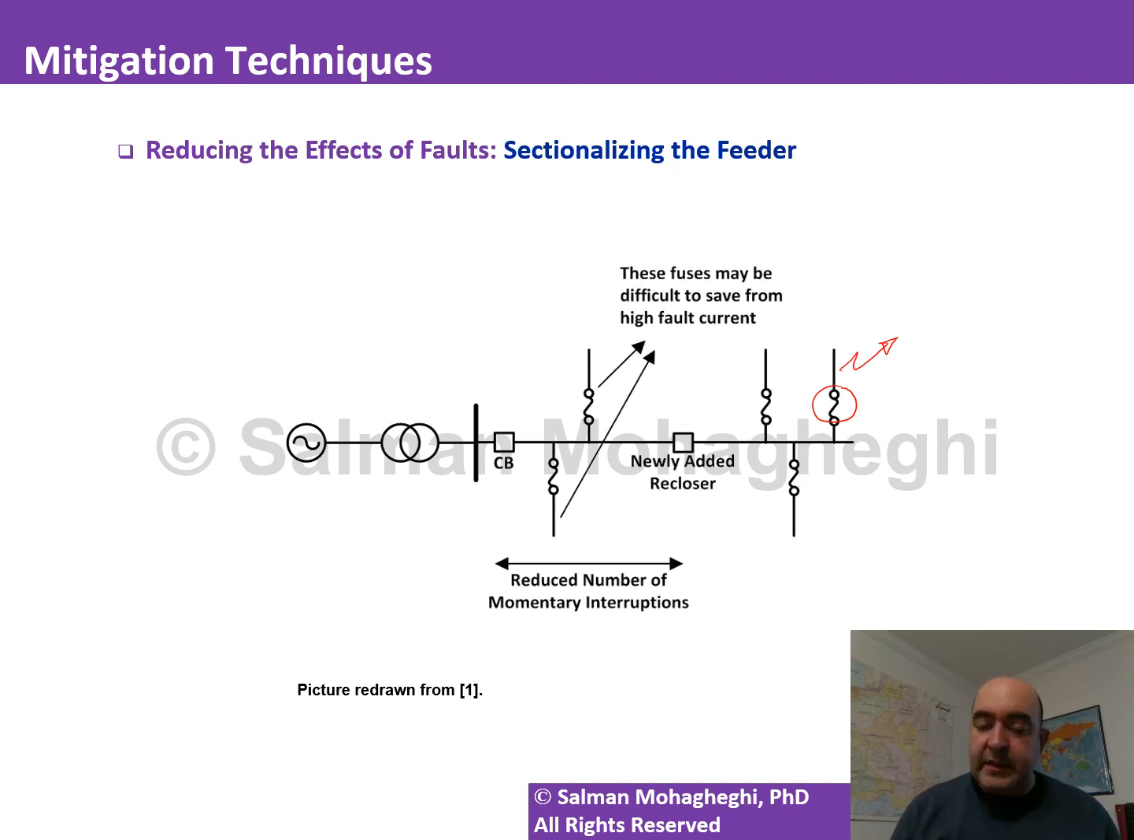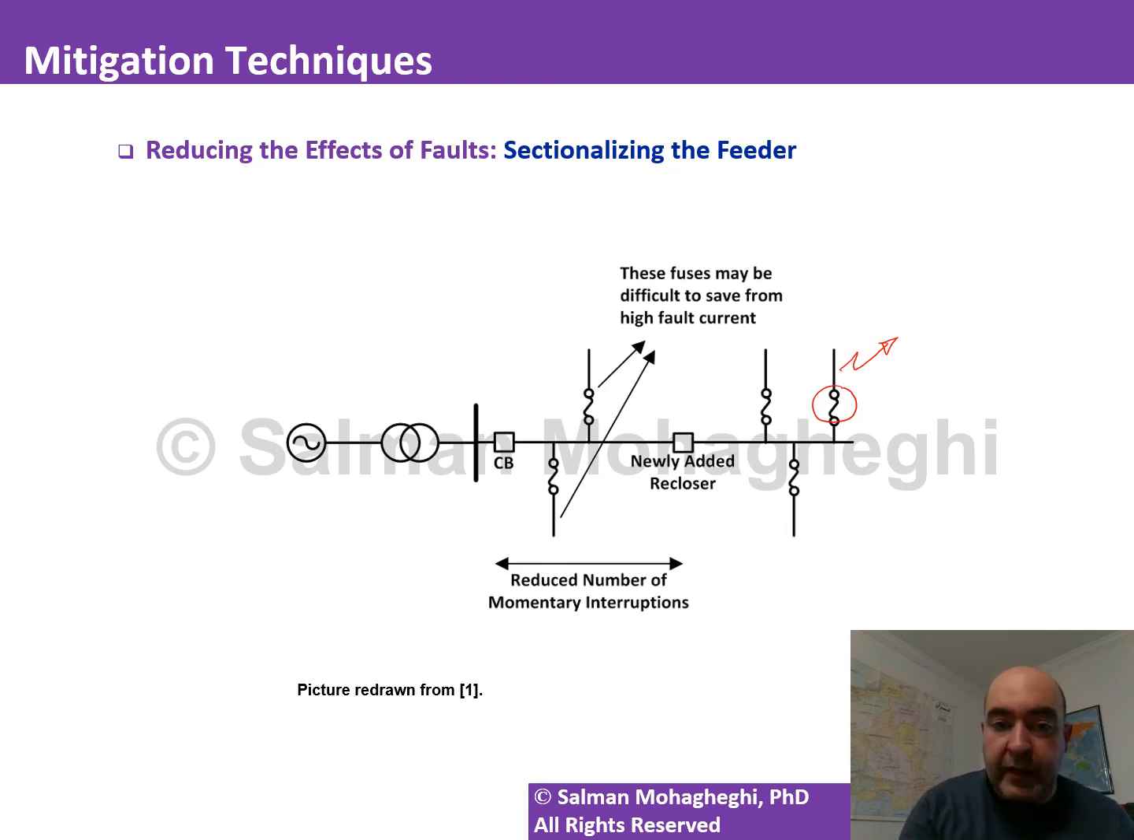Sometimes, however, this is not desired because you may have very, very sensitive loads connected to a certain part of the feeder that they don't want to tolerate the slightest amount and the least number of momentary interruptions. So in situations like that, instead of having one recloser at the feeder head, which will disconnect everyone along the main feeder and along all laterals, what we do is we sectionalize the feeder.